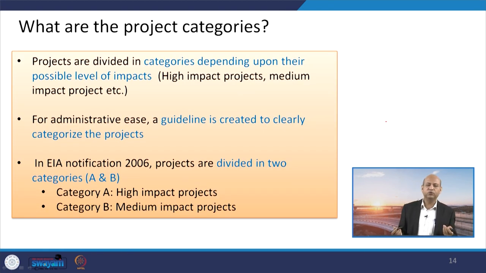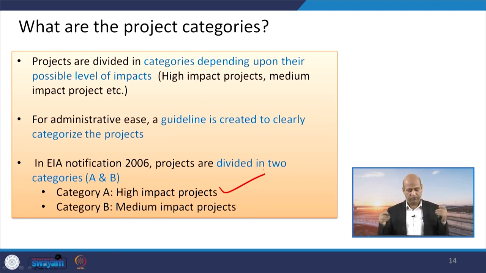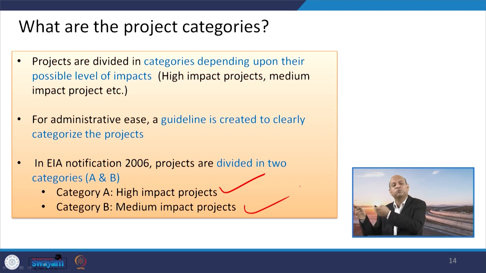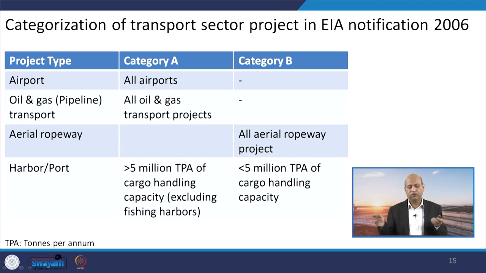Okay, so what are the project categories? How do we define A or B, those kinds of things? So there are some guidelines, like high impact projects or medium impact projects. So accordingly, A and B are there. A are high impact projects which are highly impactful, and B are medium impact projects. So two broad categories, A or B, have been defined, so that if something falls in the B category, then how to process further, and if something is in the A category, then how to do it. Okay, all these things have been decided and divided properly.